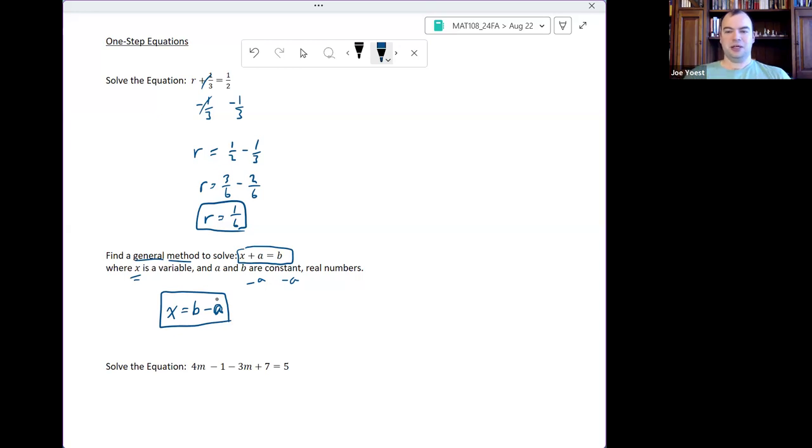If I have x plus a equals b, I know that my solution looks like x equals b minus a. That's like a formula that solves this kind of equation. And then I would put in my particular values of a and b. I might still have to do some arithmetic simplification on the right-hand side, but my algebra is already figured out for this type of problem.